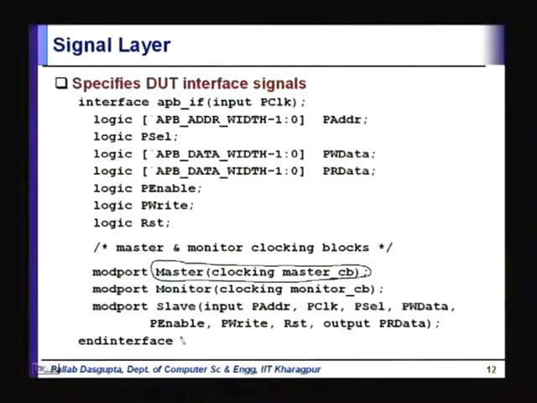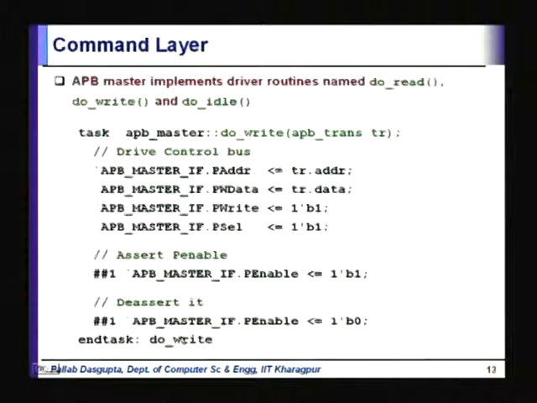Okay. So that way we have this master, the monitor and the slave. So this is the interface definition at the lowest level. Now this is a do write transaction as it is executed by this thing. So let us see what it does. Initially it reads in all this ADDR, data, write, select from the TR. Now what is this TR? TR is the randomized value that is passed on from the higher layer, from the generator.